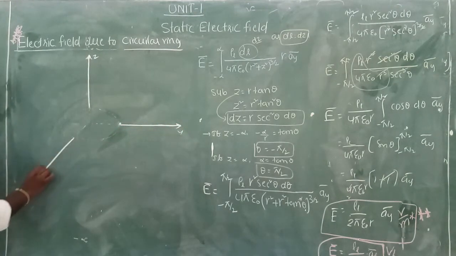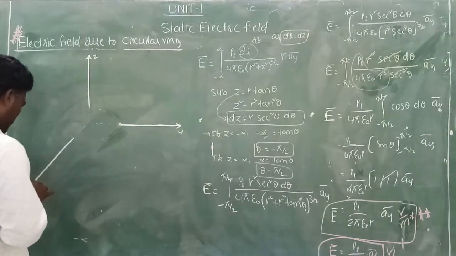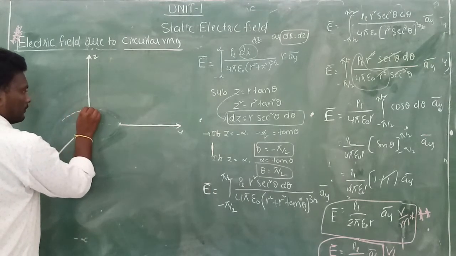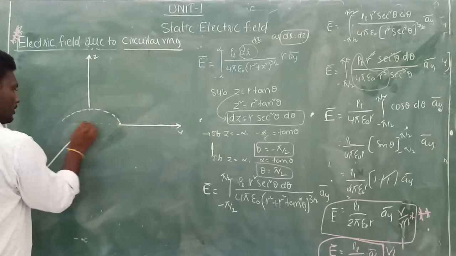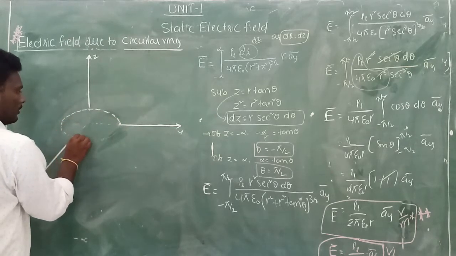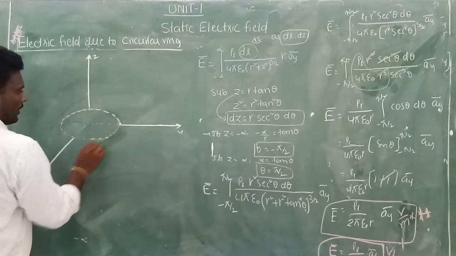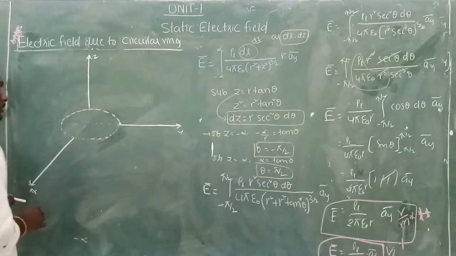And it is the x-axis. This is your circular ring, which is on which axis? This is on the axis of the xy plane. Okay.